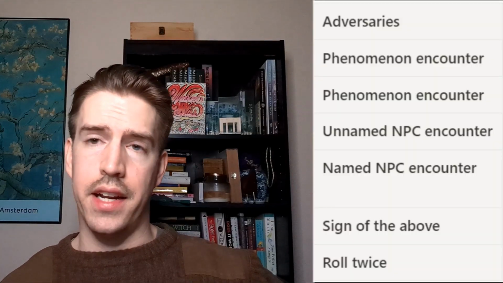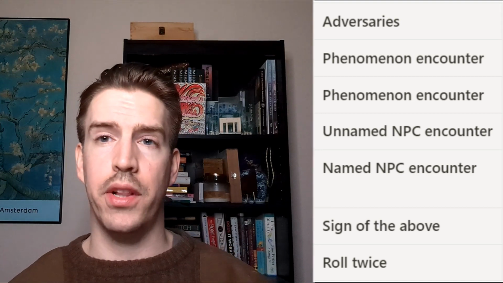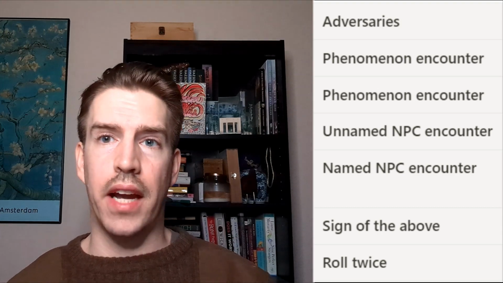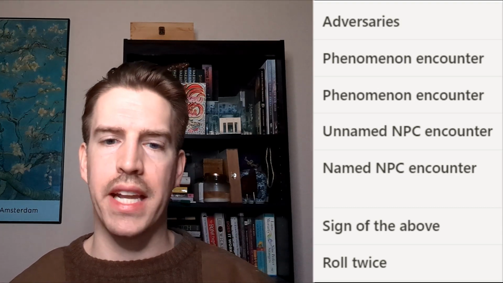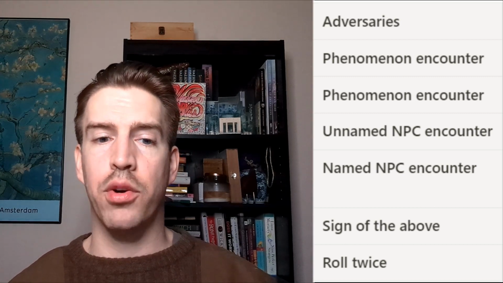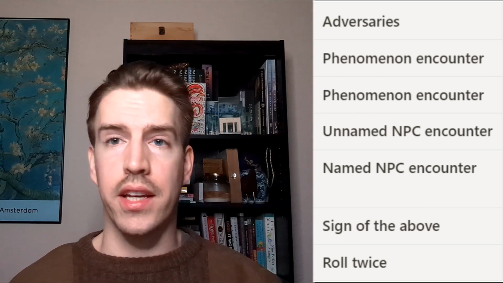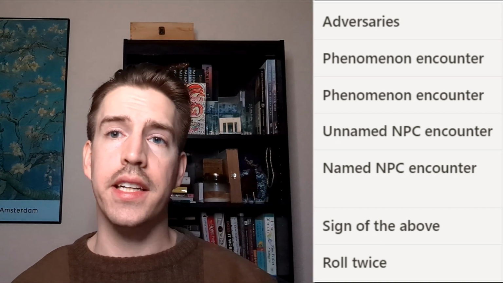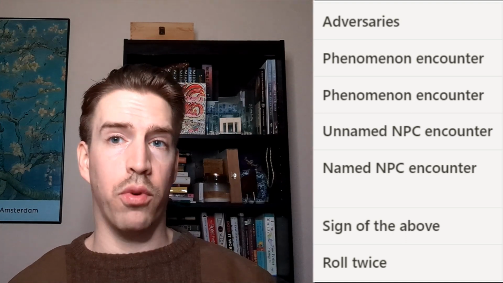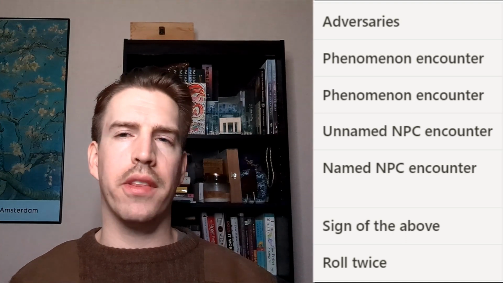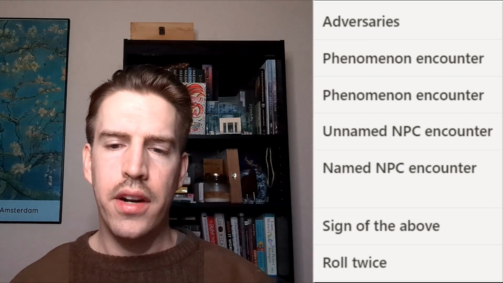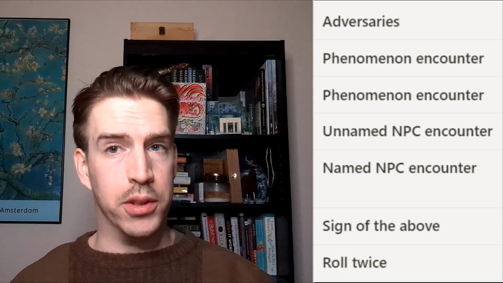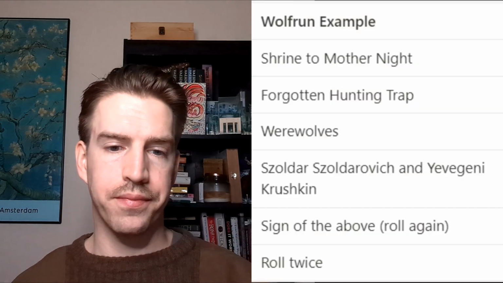A phenomenon encounter. A phenomenon encounter could be something like weather, or a trap, or a shrine that might be exuding some kind of energy, something like that. An encounter with an unnamed NPC, or you could think of these as monster encounters if that's the kind of campaign that you're running. A named NPC encounter, a sign of one of the above, where a sign would be something that kind of foreshadows an encounter, but wouldn't be the encounter itself. And then lastly, perhaps the most fun of all, roll twice on the above.